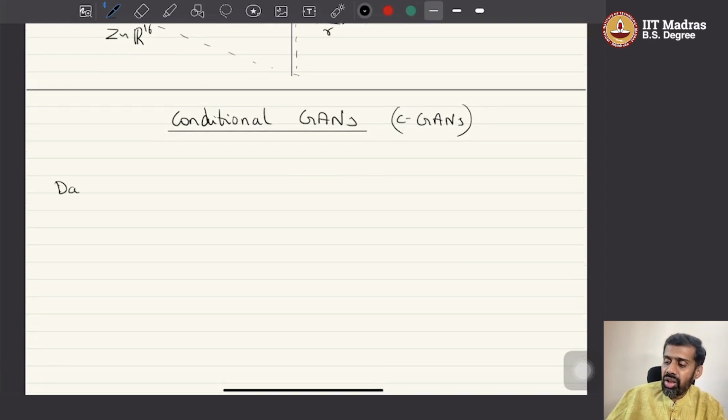The data for that particular use case has to be such that you have pairs of x comma y, x1 y1, x2 y2.